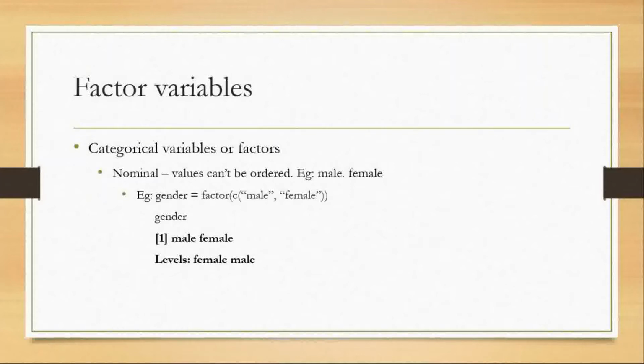Categorical variables usually include nominal and ordinal variables. Nominal variables are values that cannot be ordered, so they cannot be ordered in ascending or descending order. For example, male, female, true, false, etc.